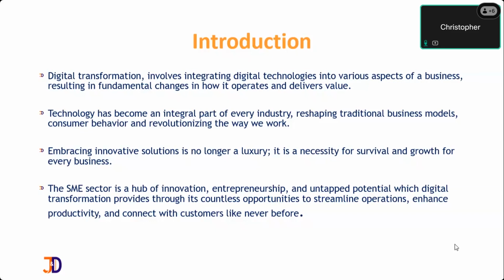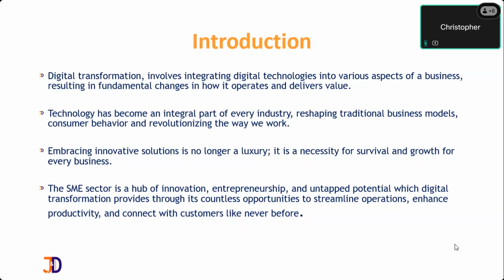So basically, technology has come up. It has actually reshaped our business models. It has also influenced consumer behavior. It has changed the way we are working, how we are performing tasks. And that's a great thing. That's why we are here in this discussion, to discuss how you can tap into that potential to transform your business.